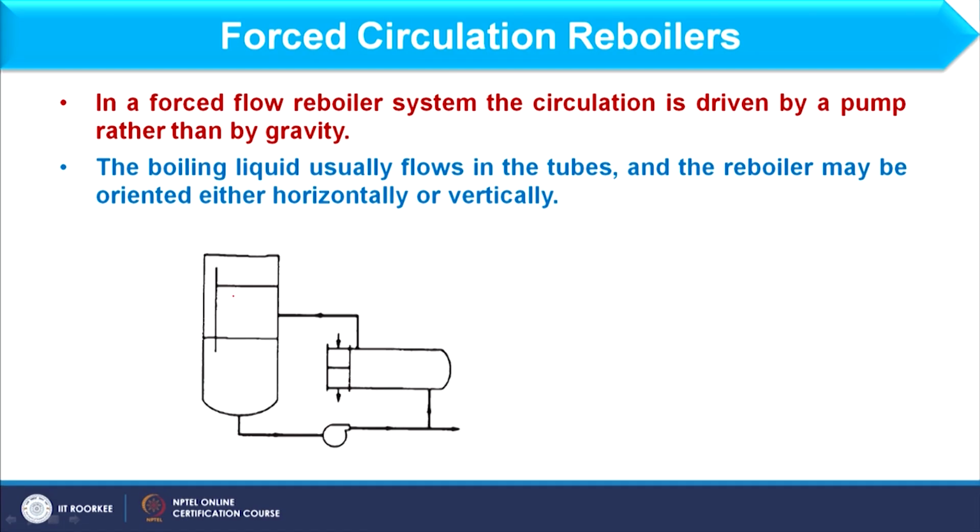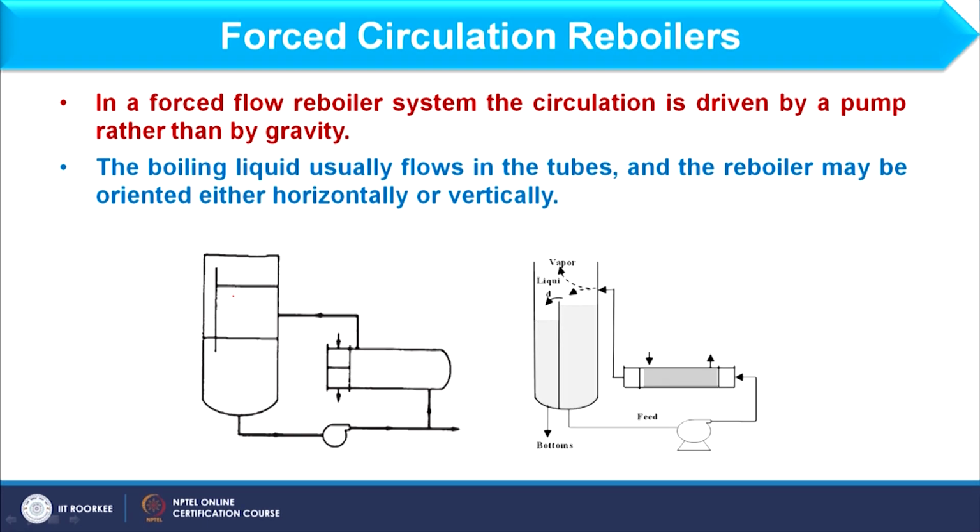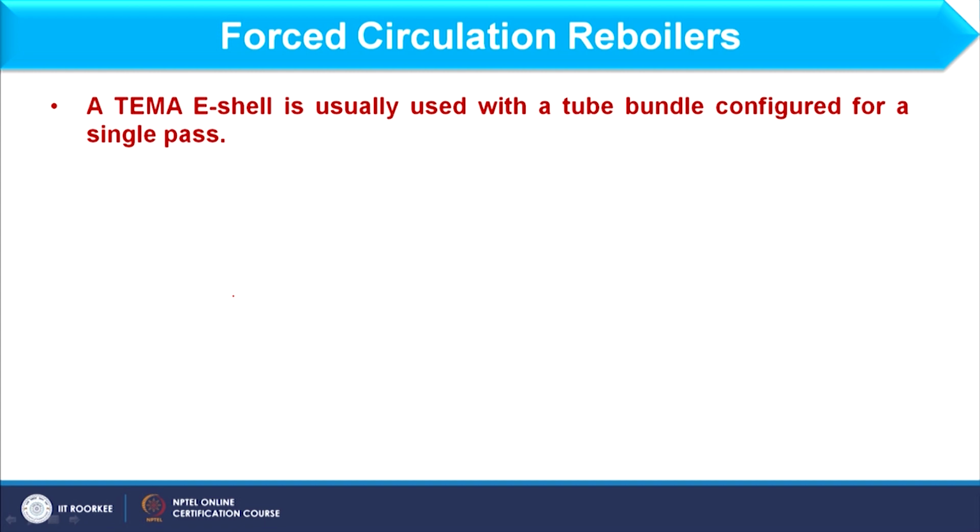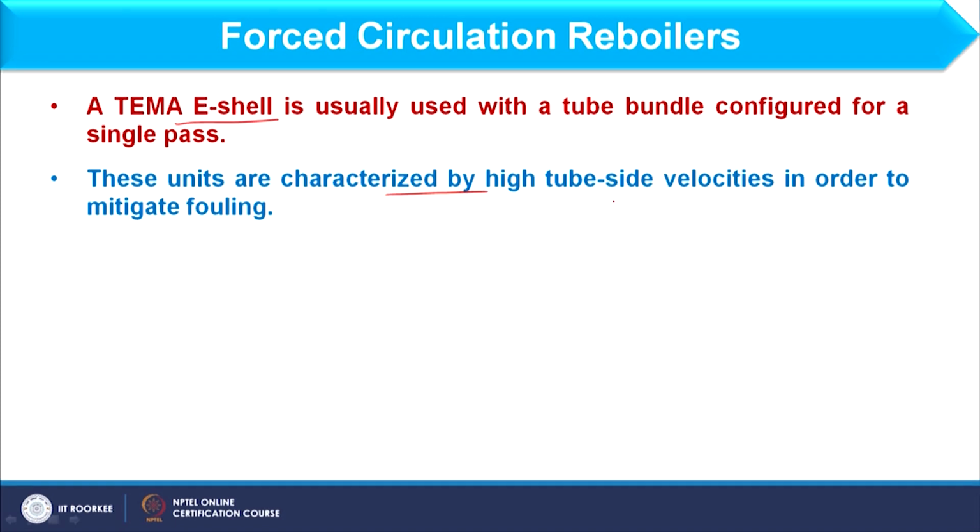Now, we will see forced circulation reboilers, but I am not going into detailed design of this. As you know, forced circulation reboiler includes a pump, and in that we can consider boiling either in tube side or shell side, because we are using the pump. A few more points we will discuss about forced circulation reboiler: it includes TEMA E shell, and these units are characterized by high tube velocity because I am using the pump in order to mitigate the fouling.